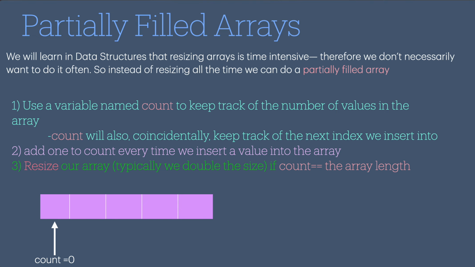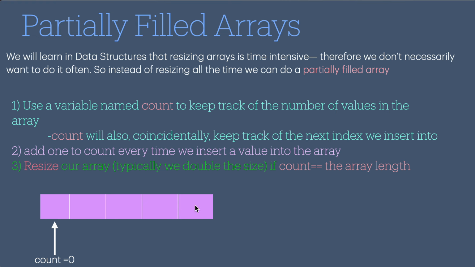We resize our array. Typically, we double the size, as we talked about earlier, if count equals the array length. In this case, we've got to resize the array when count ends up being 4, because that's the array length. So we go from count 0 to count equals 1, 2, 3, to count equals 5. Yes, when count equals the array length.